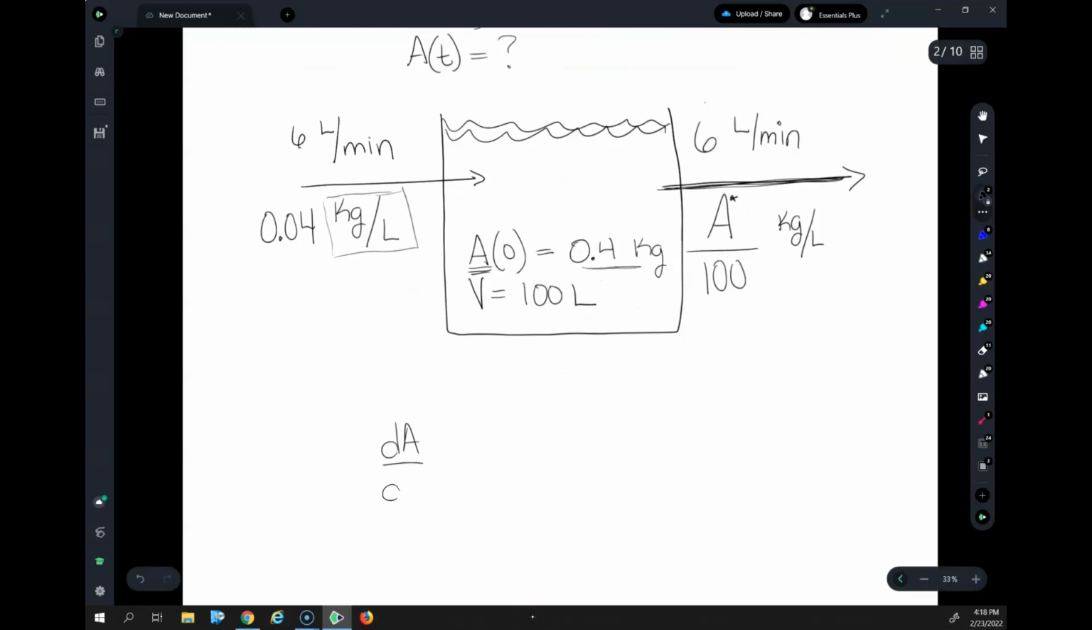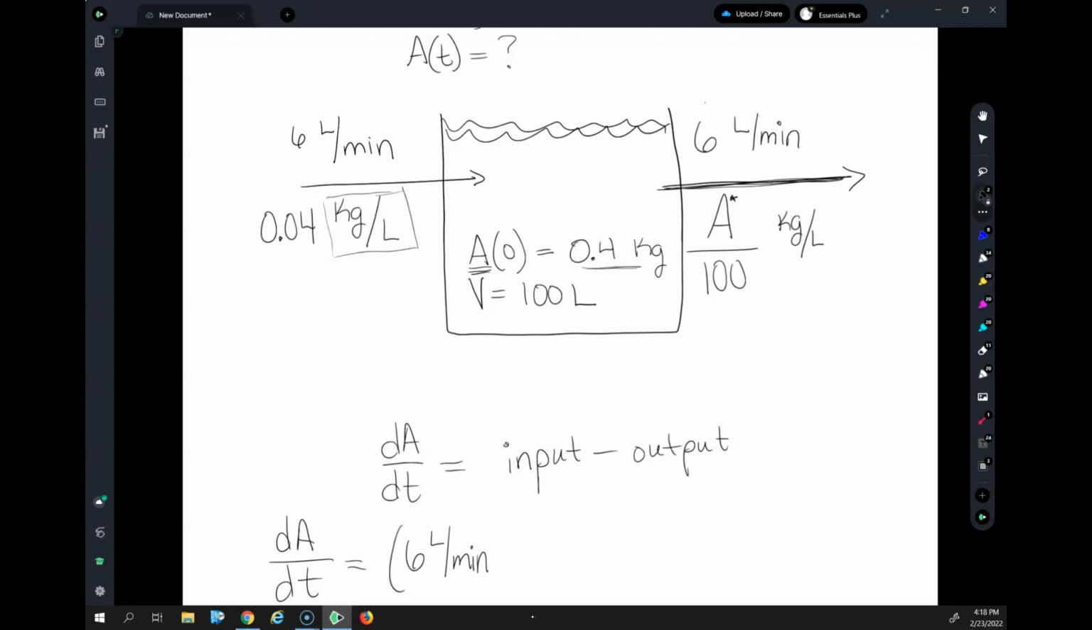Another thing that we know about this particular type of problem is that the amount of salt changes over time based on the difference between the input and the output. So we've collected up all of our input and our output data. So when we create our differential equation, we're going to have dA/dt equals input rate, excuse me, input rate is 6 liters per minute, and input concentration is 0.04 kilograms per liter.